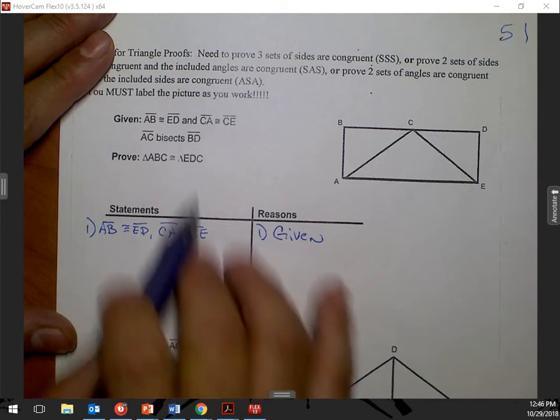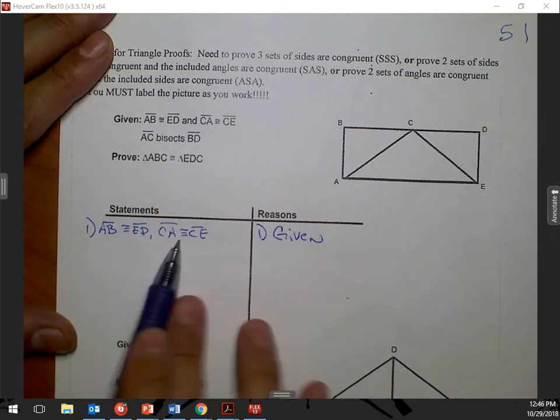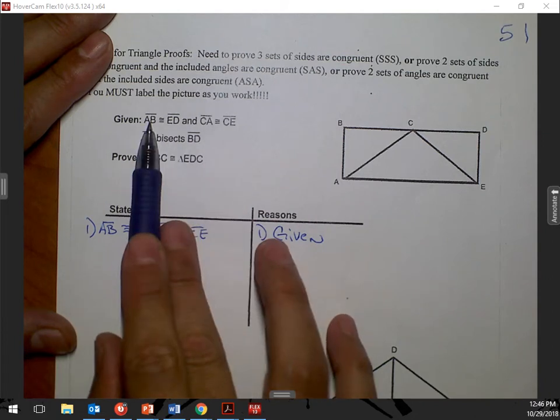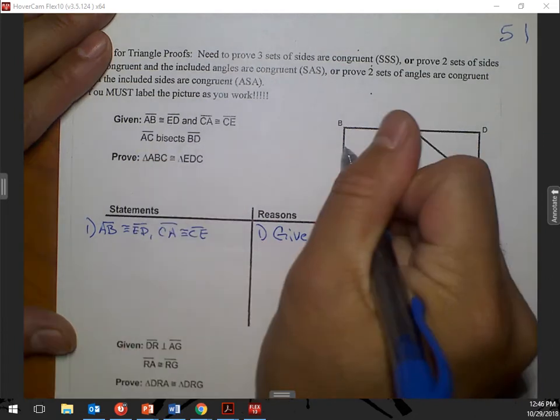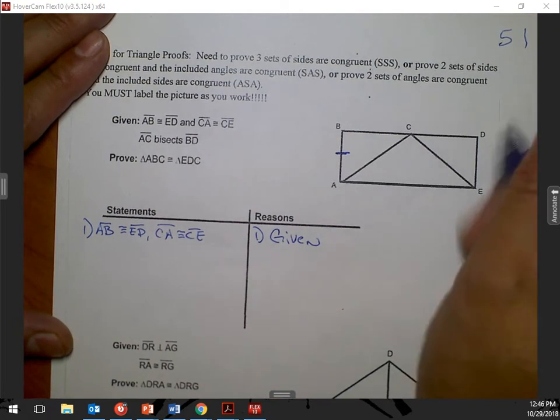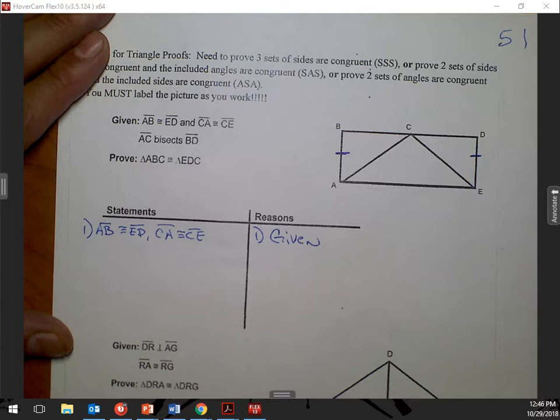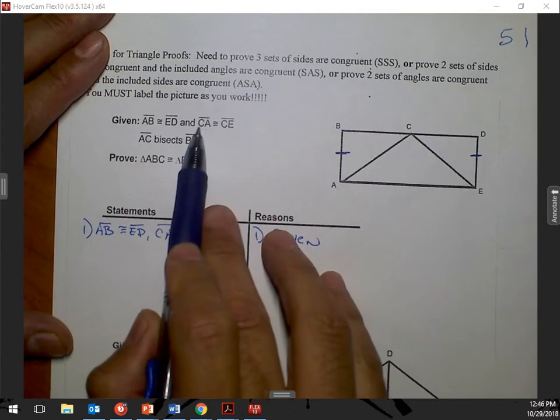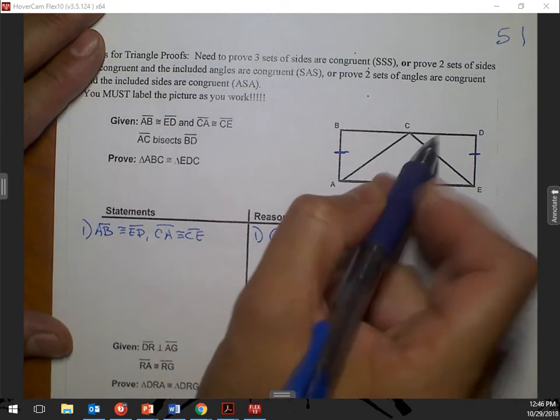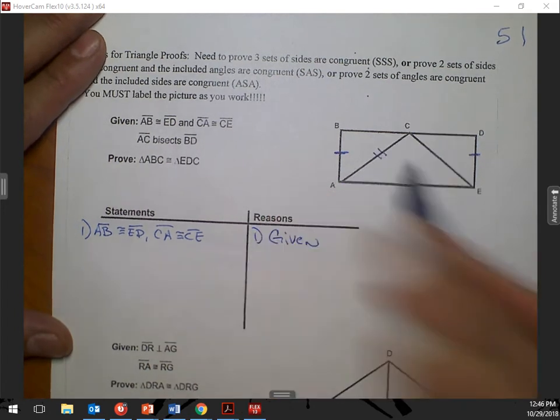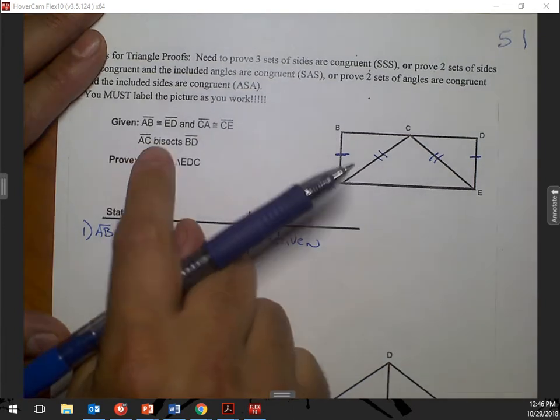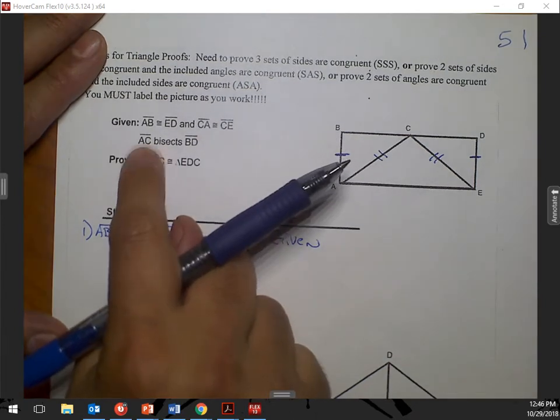Now, we also have one more thing that goes along with the given. So I'm going to mark these first before I actually go too far into it, because I don't want you to lose this. AB is congruent to ED. AB, put my tick mark, is congruent to ED, put the tick mark. CA, that's C to A right here, right? Okay, so on this one I have to do 2, right? Yes. And congruent to CE. There we go.